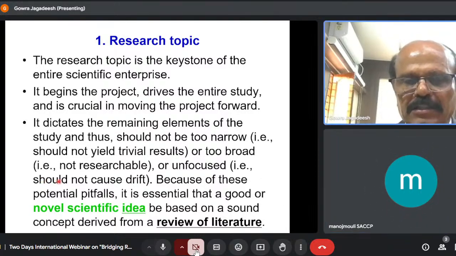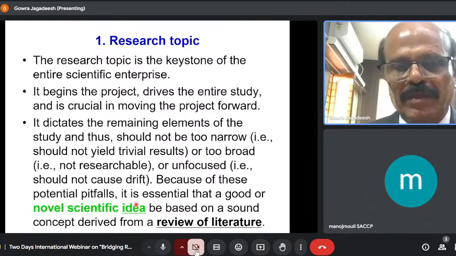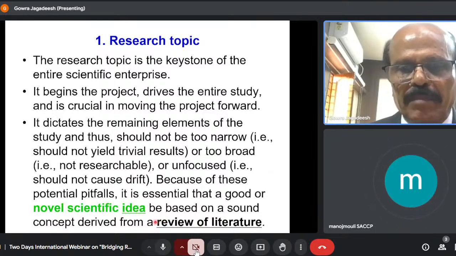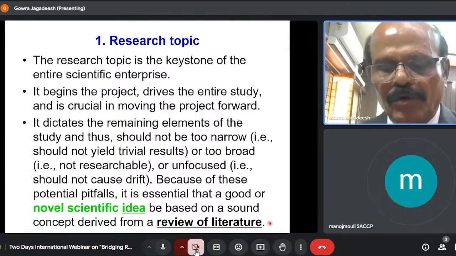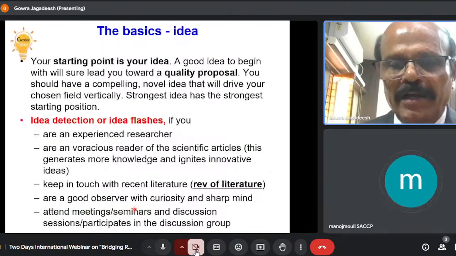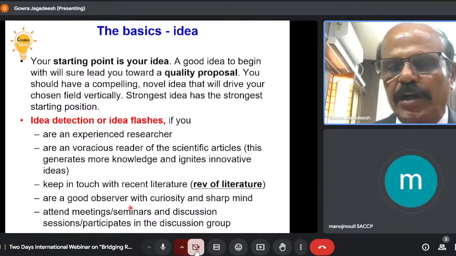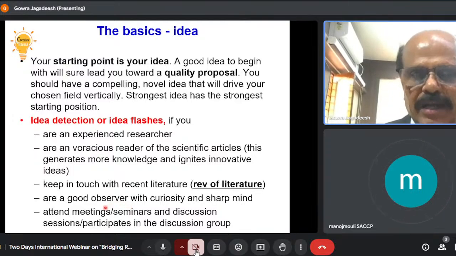Research topic, as I said in the beginning, you should get a novel scientific idea. Getting this is entirely based upon review of literature. Without reading the literature, you cannot get these ideas, because ideas are based upon the literature. Your starting point for any work, for writing a quality proposal, is the idea.